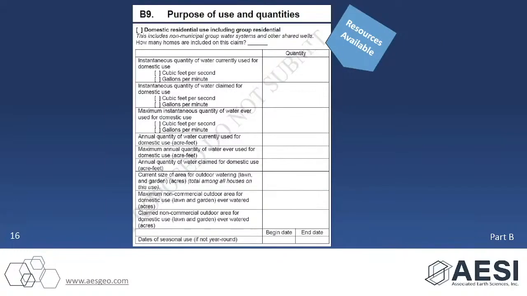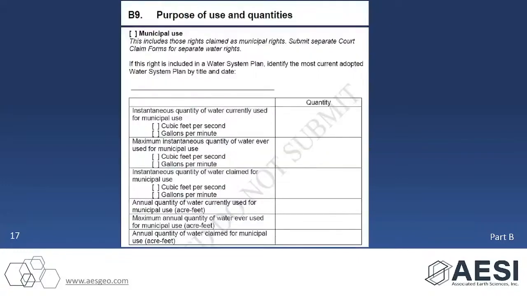So domestic, this is again for the larger quantity of water, same questions. They're going to ask how many houses are on your parcel that you're using this for. And then instantaneous rate, annual consumptive rate, then they're asking the size of your irrigation currently, your non-commercial use irrigation. Currently, the maximum, what you're going to claim, and your date of seasonal use. They're acknowledging that your domestic use is going to be year-round, but what is your seasonal use?